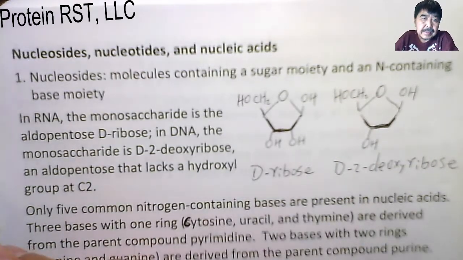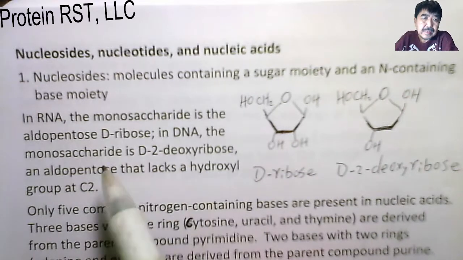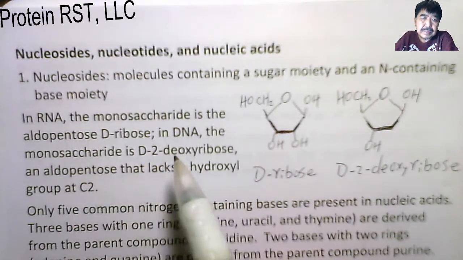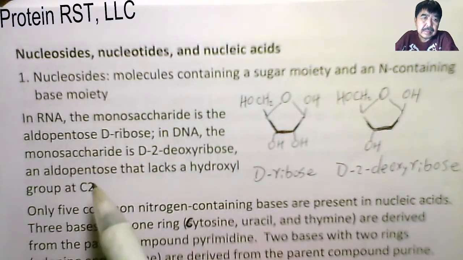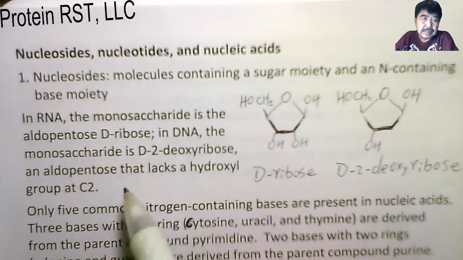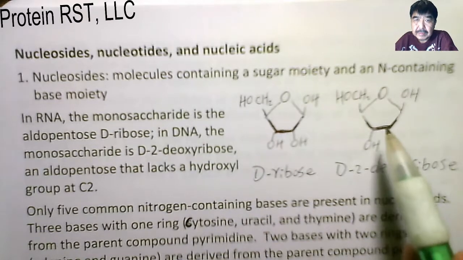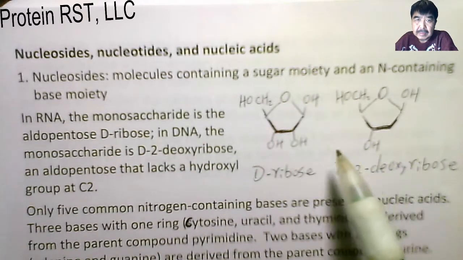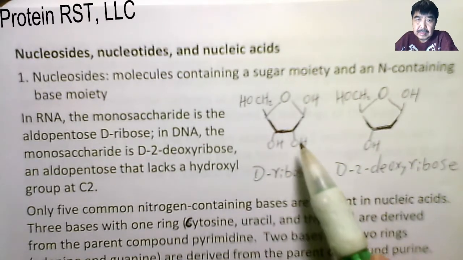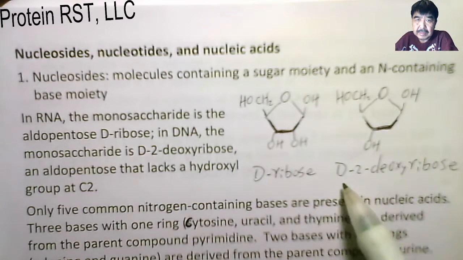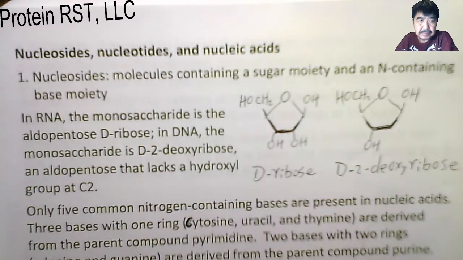In DNA, the monosaccharide is D-2-deoxyribose. Although it is also a pentose, it lacks the hydroxy group at the C2 position. This is the C2 position here, and you can see the hydroxy group is missing at C2. This is D-2-deoxyribose.